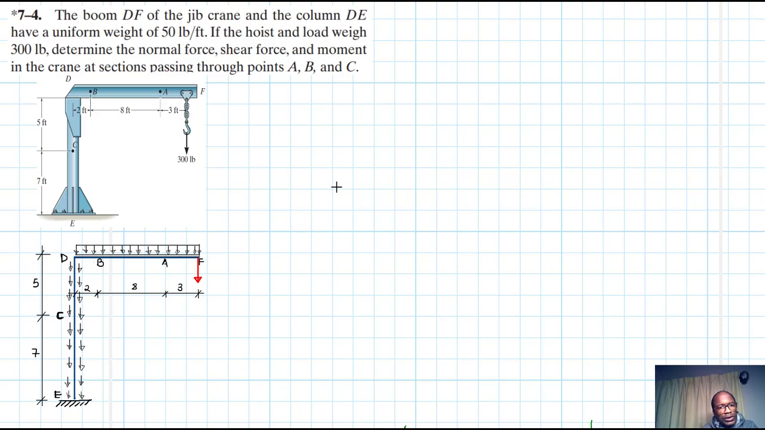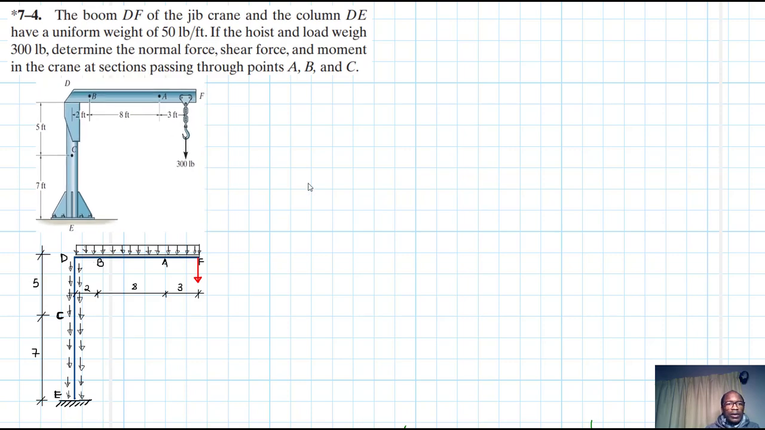Hello, I welcome you all to this another interesting screencast, and the problem reads: the boom DF of the jib crane and the column DE have a uniform weight of 50 pounds per feet. If the hoist and the load weigh 300 pounds, determine the normal force, shear force, and moment in the crane at sections passing through points A, B, and C.